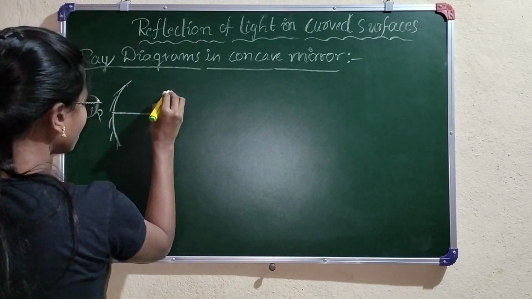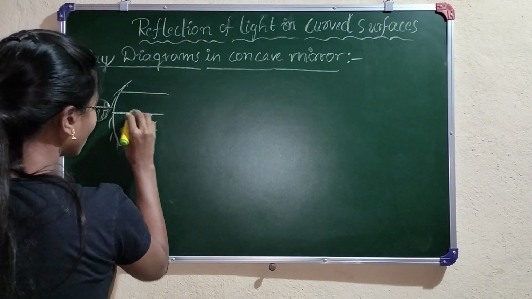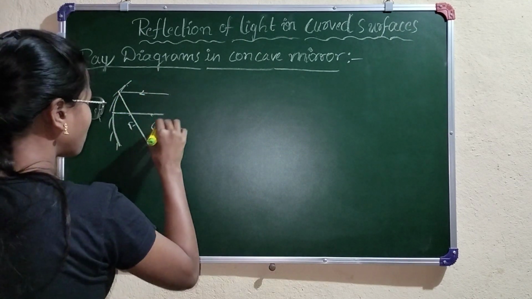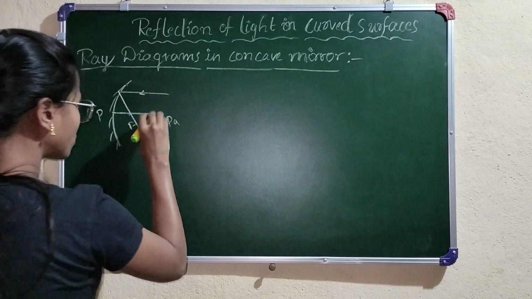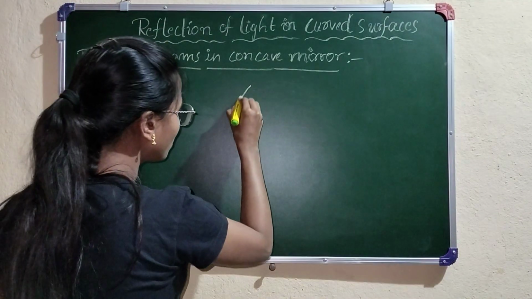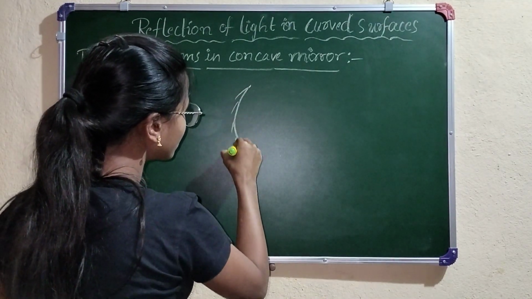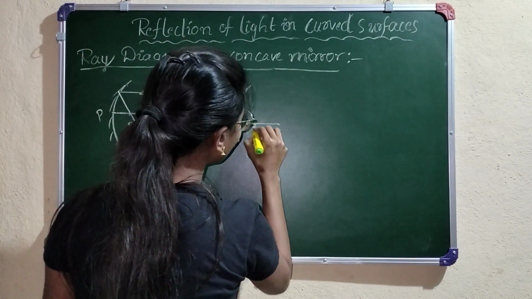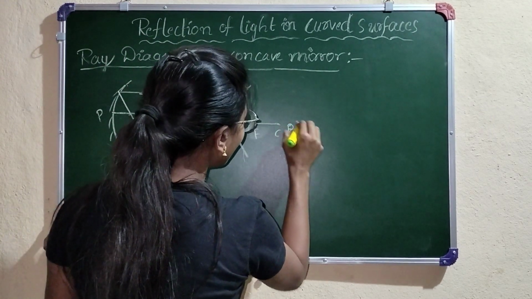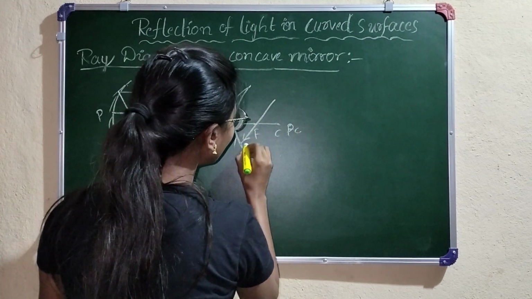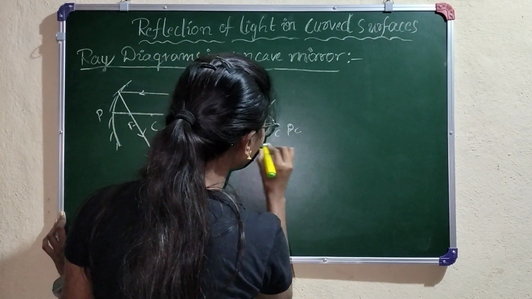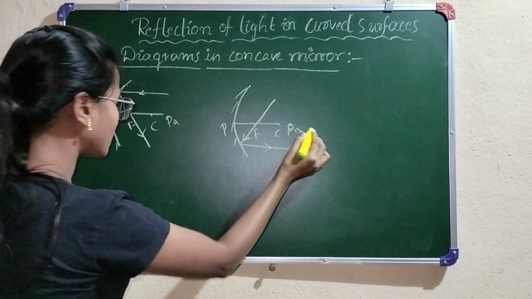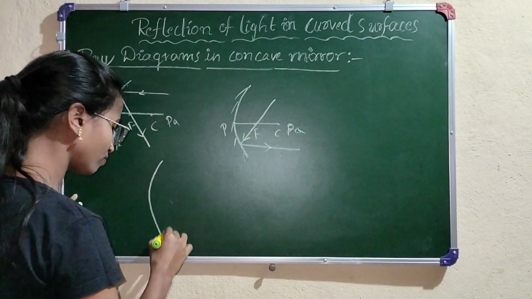One: if the incident ray passes parallel to the principal axis, it will pass through the focus. And second rule: if the incident ray passes through the focus, after reflection the reflected ray will pass parallel to the principal axis. Next, third one.